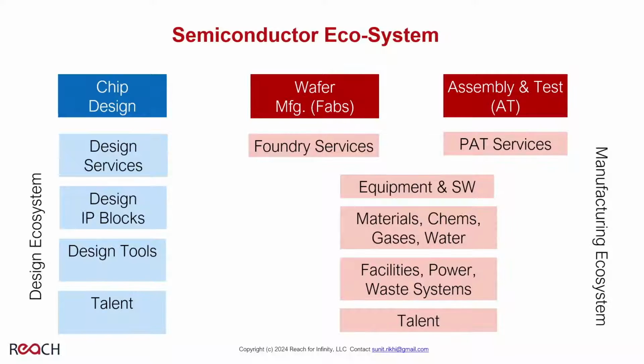Wafer manufacturing and assembly tests: equipment, software, materials, chemicals, gases, water, facilities, power, waste systems, all of them are companies and other people who are part of the ecosystem who are doing that, and of course talent. So that's just one way to simplify the ecosystem and categorize, so if you run into somebody who says I'm an ecosystem participant, identify where they belong in this chart.